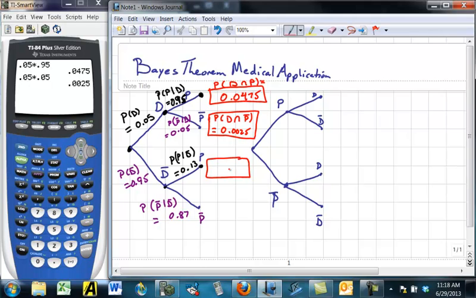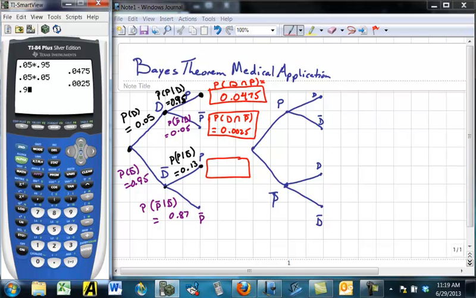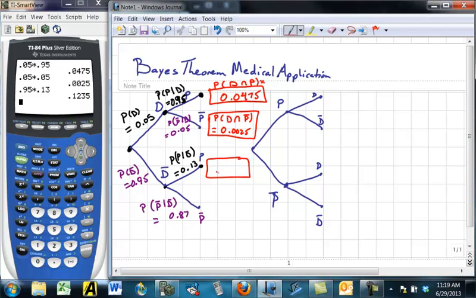Here we multiply along this path, 0.95 times 0.13. That's 0.1235. What probability is that? That's the probability of not D and P. So, in other words, they don't have the disease and they test positive. That'll happen about 12% of the time.